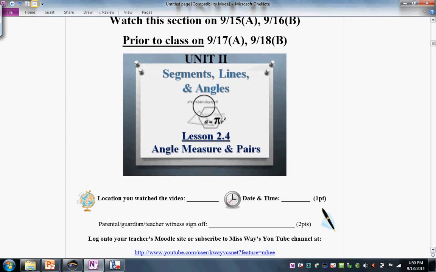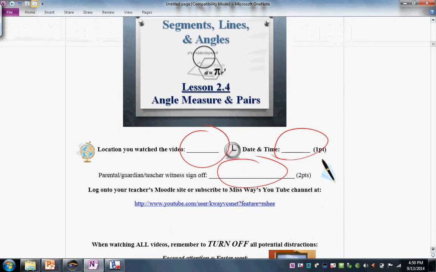Let's start with today's lesson. So remember, when you're done with today's lesson, make sure you put the location that you watched the video, the date and time, as well as your parent sign-off.